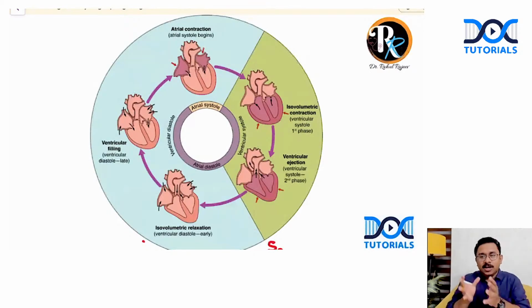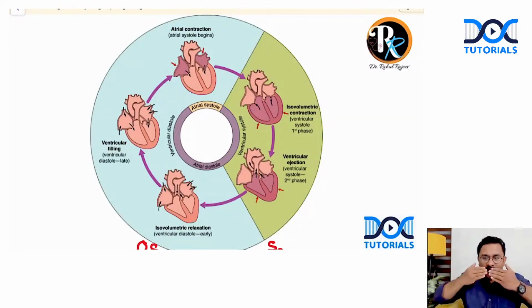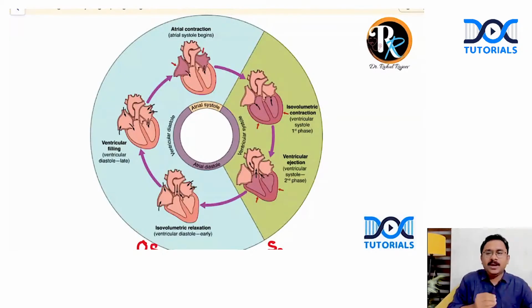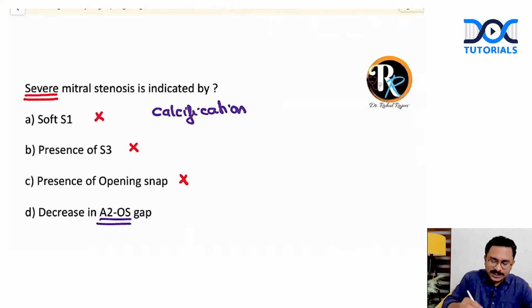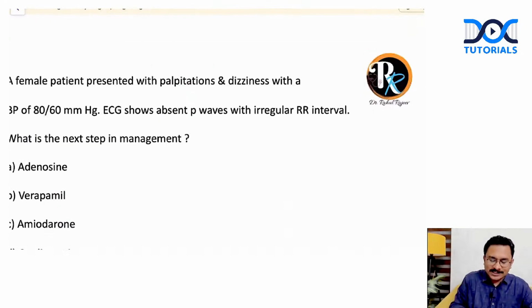So when there is a lot of pressure inside the left ventricle, what is going to happen to this A2-OS gap? The gap between the second heart sound and the opening snap will narrow down, because the mitral valve will open very quickly in a patient having severe MS. So opening snap occurs early in severe MS. Opening snap occurs late in mild MS. So this is the right answer, option D. Right? Okay. Let us go to the next question.